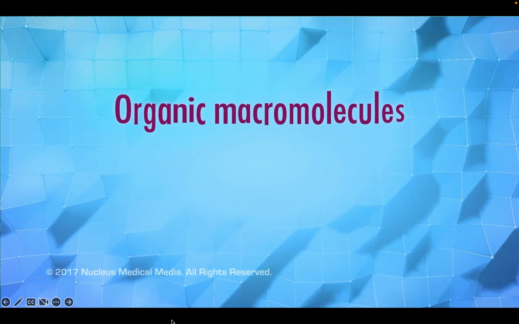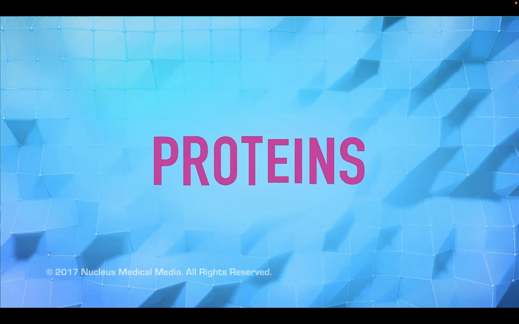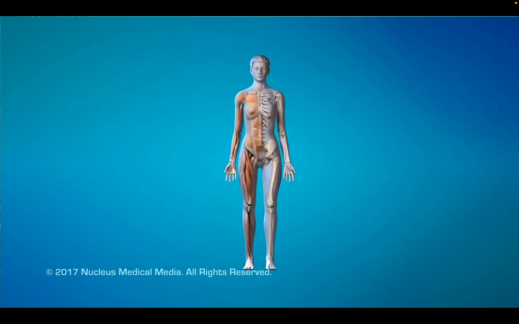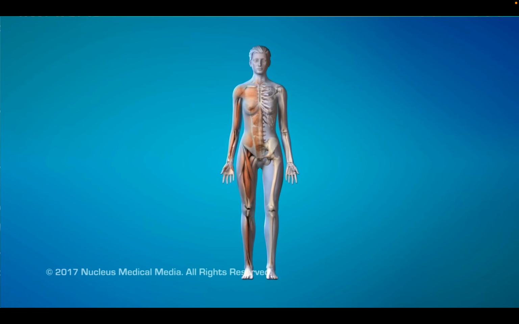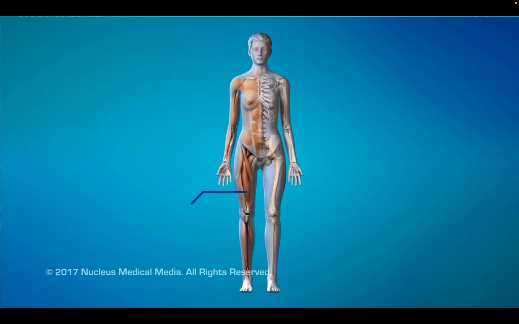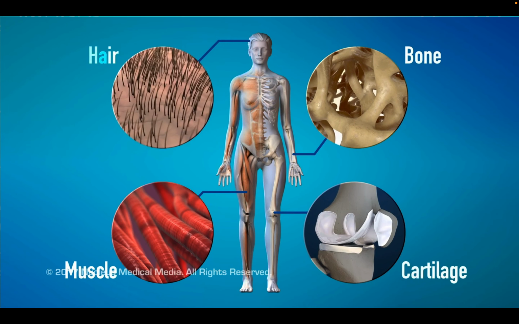So far, we've covered two of the organic macromolecules, carbohydrates and lipids. Today, we'll be talking about proteins. Proteins have many uses. For example, many different proteins are used to form the majority of various body tissues, including muscle, bone, cartilage, and hair. Other proteins form specialized channels in cell membranes to let certain substances into or out of the cell.